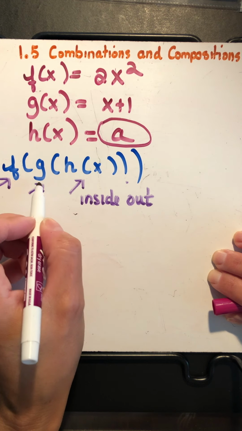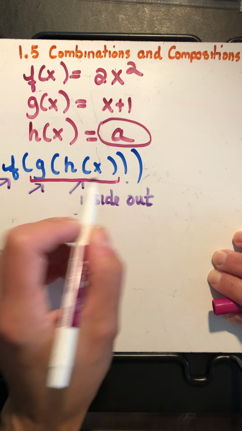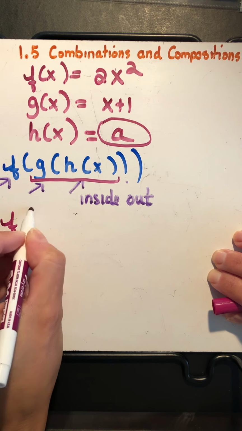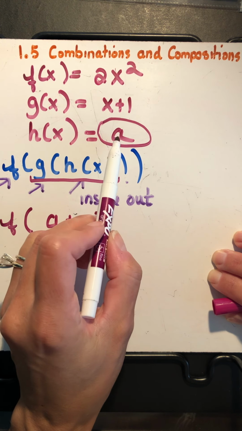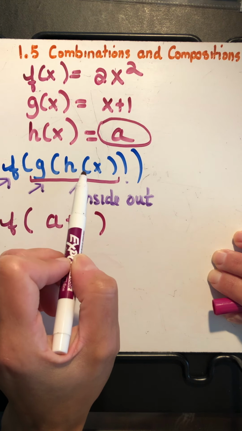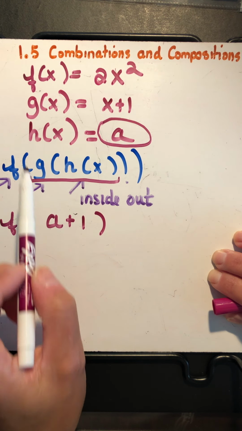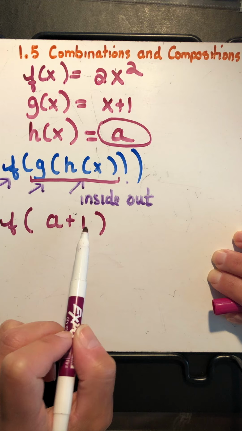So all of this stuff here is going to now be f of a plus 1. Okay, so make sure that makes sense, right? The a went into g of x. So h of x went inside to g of x. And that evaluates to a plus 1.